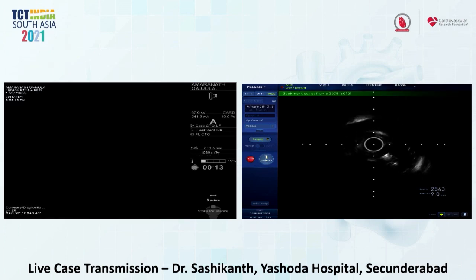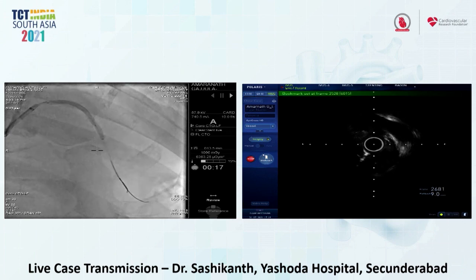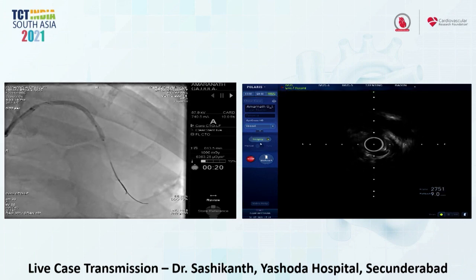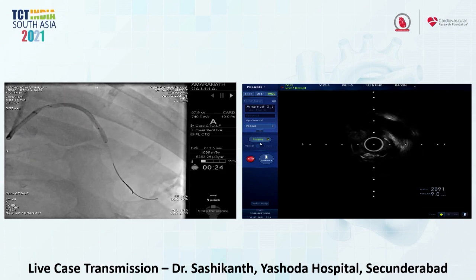Deflate. So we have deployed the stent. Hemodynamically stable. There is a little bit of ST depression seen. His heart rate is about 120 now. Pressures are quite good, 160, 110. And we have deployed the stent.